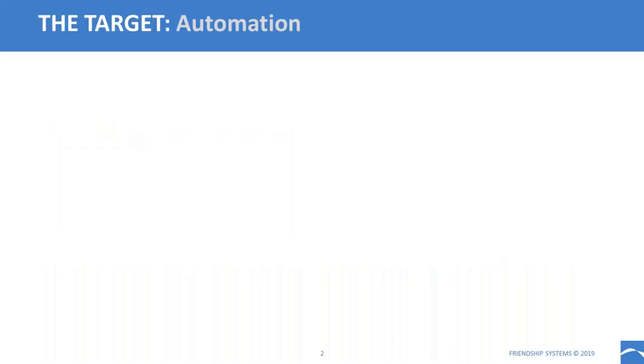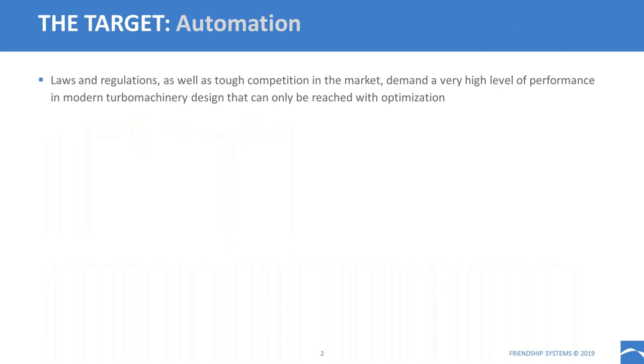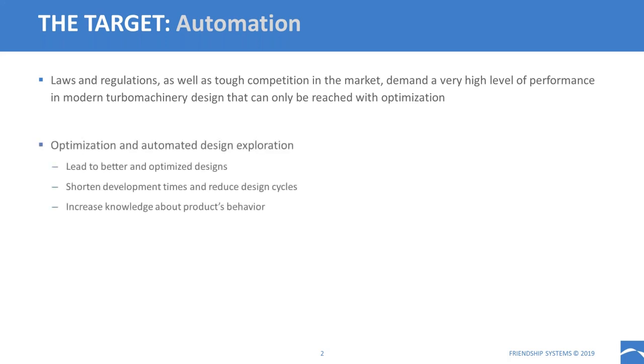The target of our product is automation. I think all of you know quite well that the performance requirements for turbo machinery products, but also for other types of products, are rising due to regulations and competition, and a good way to reach these performance levels is optimization and automated design processes. We think this approach can lead to better optimized designs, reduce development cycles and times, and also, quite important, increase the knowledge about how the product behaves in the early design phase and give information for later decision making in the design process.